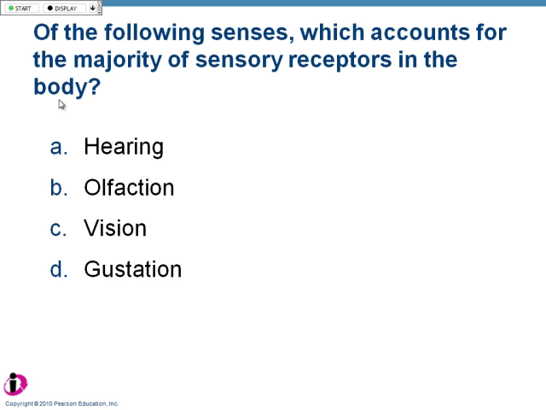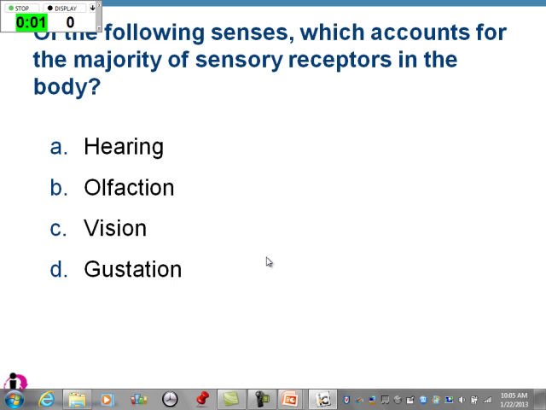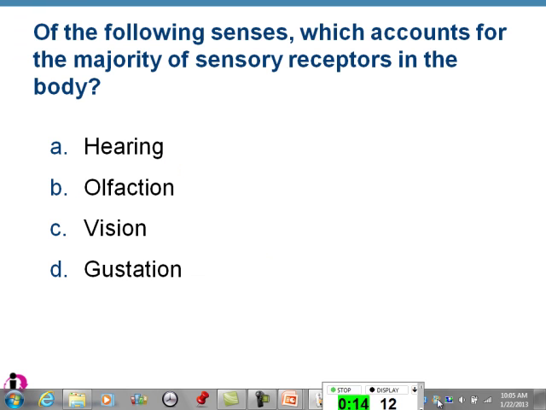So of the following senses, which accounts for the majority of sensory receptors in the body? So at this point, if you had a clicker, you would pick your answer, click it in, and then I can see up in the corner how many people have clicked in. And that tells me about how many people are in the class. From now on, that's how I take attendance.